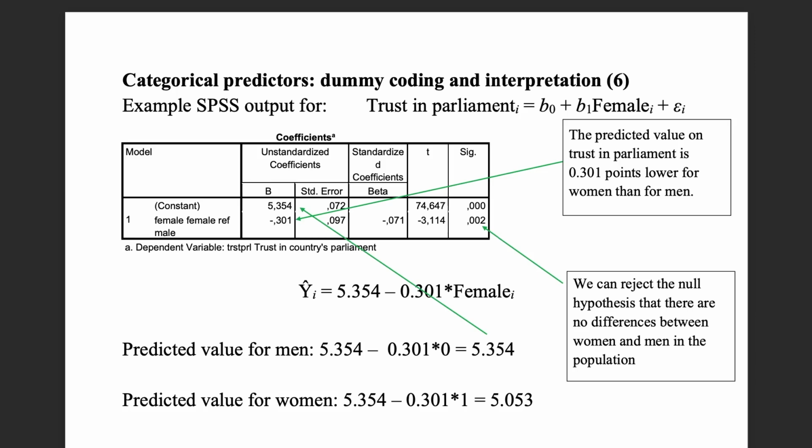So we would probably want to reject that null hypothesis. If you think about it, what would that null hypothesis mean? That b1 is 0 in the population, that this regression coefficient for female is exactly the value 0 if we would have had all the observations in the population. It basically means that there are no differences in the population between men and women in trust in parliament. So we can reject that null hypothesis in favor of the alternative hypothesis that women are in fact less trusting in parliament than men, that the predicted value is in fact lower in the population. And in our sample, it's lower by 0.301 points.